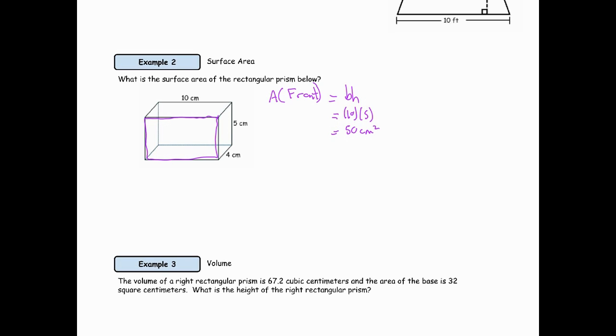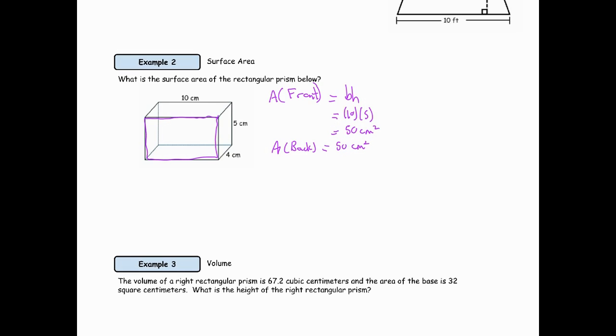And now if the area of the front surface is 50 centimeters squared, then there must also be a back surface, which we can kind of see way back there, and that must have the same exact area. So I'm just going to label that. The area of the back is also 50 centimeters squared.